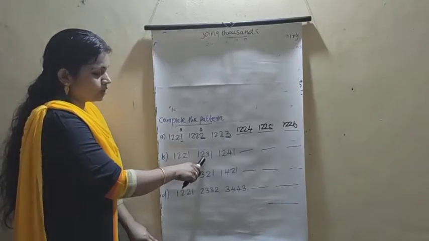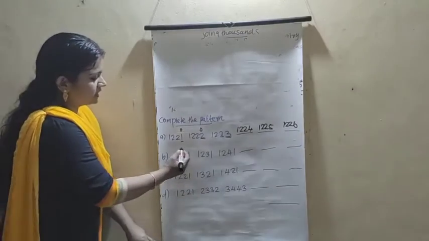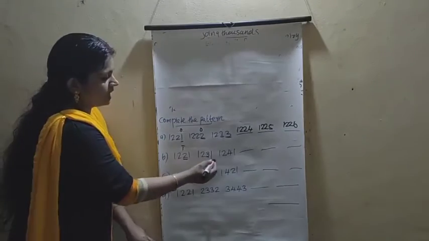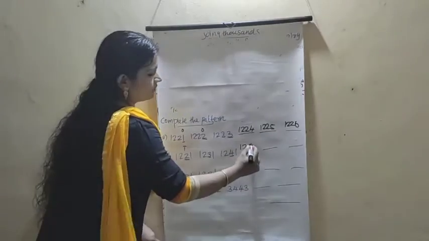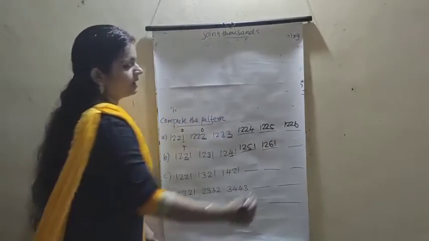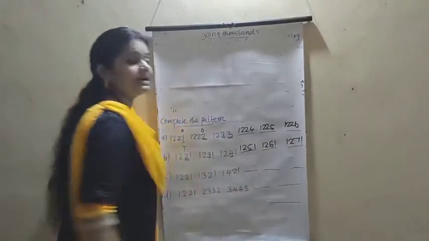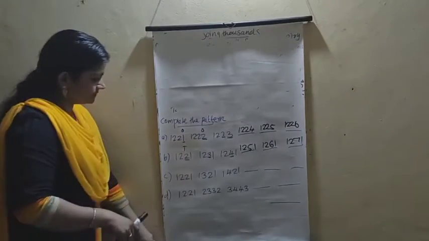Okay, the second one. 1,221, 1,231, 1,241. You check the tens place. 2, 3, 4. Then what is the next? 1,251, 1,261, 1,271. Which place is changed? Tens place.